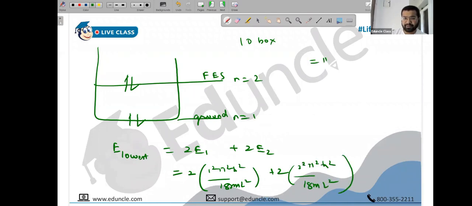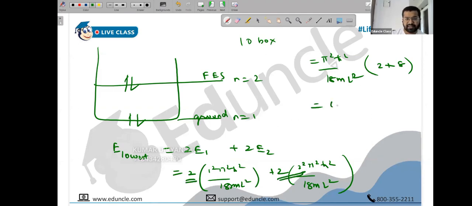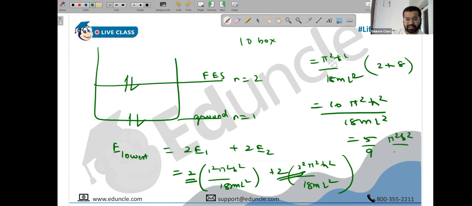So I can take pi square x square upon 18 m square common. What I will be left with is 2 plus 2 into 2 square, that's 8. 8 plus 2 is 10. The answer is 10 pi square x square upon 18 m square, or you can say this is 5 by 9 into pi square x square upon m square.